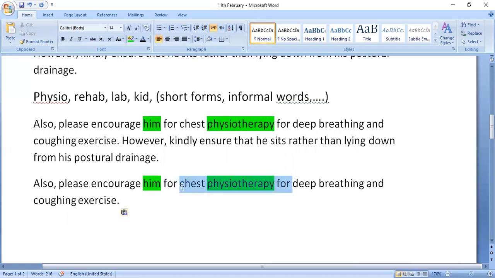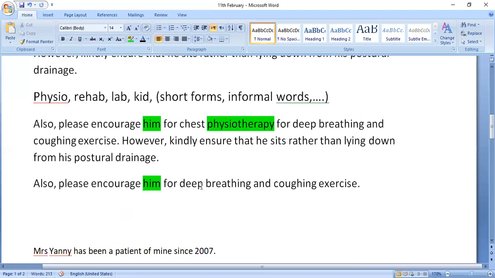Please encourage him for deep breathing and coughing exercise. Okay, so please encourage him to do physiotherapy for deep breathing and coughing. Okay, or please encourage him for deep breathing and coughing exercise physiotherapy.